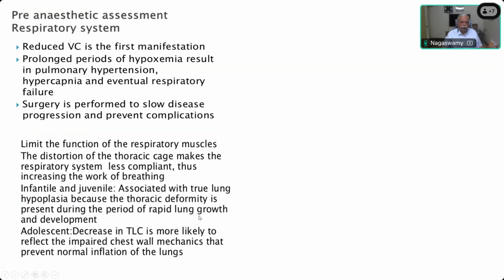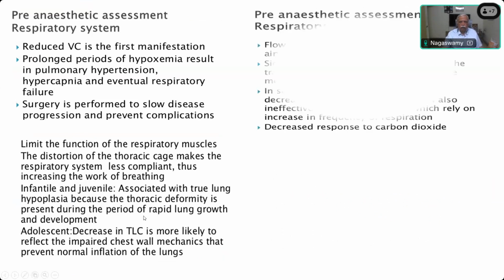Infantile and juvenile scoliosis is associated with true lung hypoplasia. So if this scoliosis occurs in very small children, you have to do an MRI and see the development of the lung. In those cases, the lung hypoplasia may be there, just like in congenital diaphragmatic hernia, where the abdominal contents have come into the thoracic cavity, and the development of the lung will be very much restricted. So in infantile and juvenile scoliosis, you have to make sure whether the lung development is normal or not.